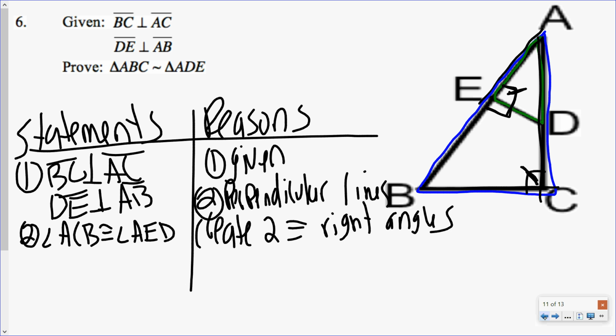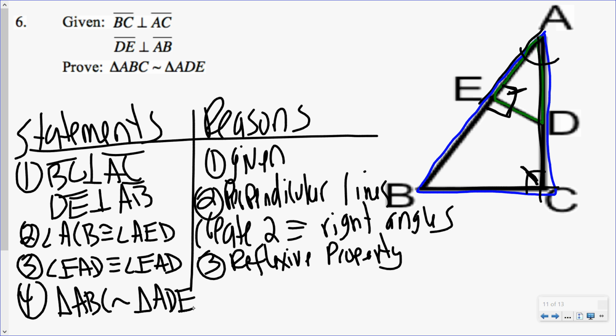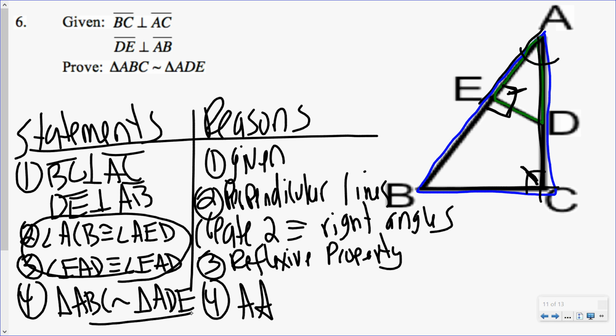Is there an angle that's in both triangles? Well, the answer is yes. Take 10 seconds and try and find it if you don't see it right this moment. Angle A. Angle A is an angle of the green triangle. Angle A is an angle of the blue triangle. So I can say that angle EAD is congruent to angle EAD, reflexive property. Now I have two angles congruent. I want two angles congruent, so I can state that triangle ABC is similar to triangle ADE, and the reason always for similar is AA. I prove two pairs of angles congruent, then I state the triangles are similar, reason AA.